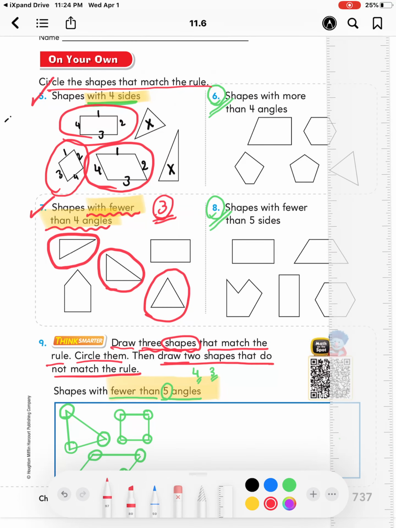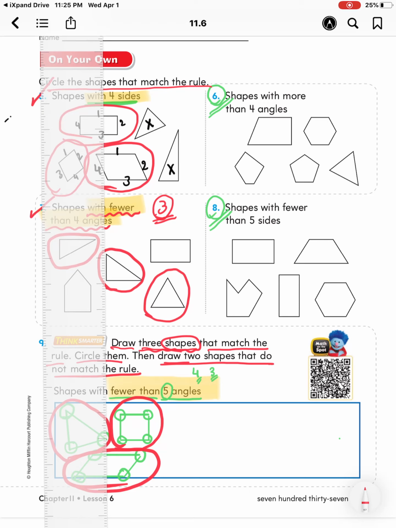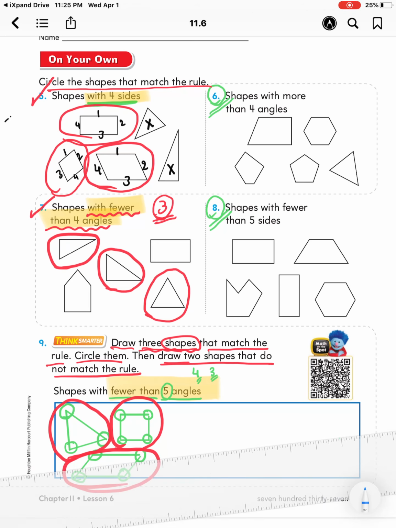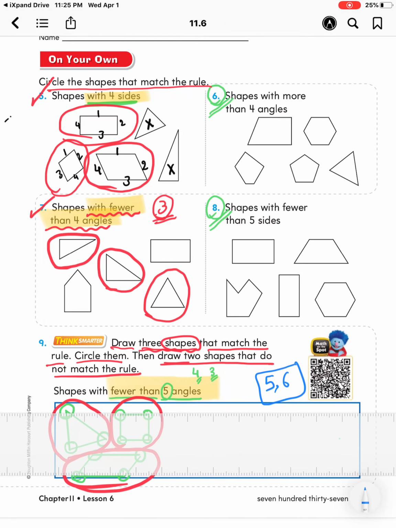So those are the shapes that match the rule. So we will circle them. 1, 2, and finally this shape. Now we have to draw 2 shapes that do not match the rule. Okay? So we need to draw shapes that have 5 or 6 angles, right? Let's draw it together. So we need to draw a pentagon and a hexagon, okay?